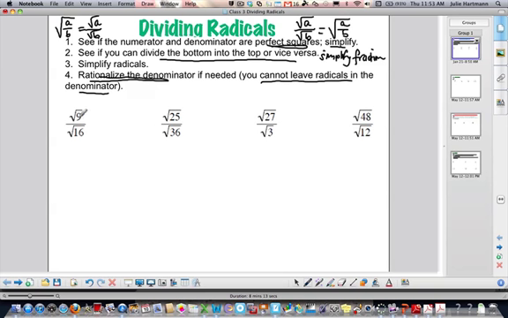Now, this first one, do we have perfect squares? Yeah. Let's list them just for fun. 1 times 1, 2 times 2, 3 times 3, 4 times 4, 5 times 5, 6 times 6, 7 times 7, 8 times 8, 9 times 9, 10 times 10. We'll stop there. Square root of 9, we know that is 3. Square root of 16, that is 4. Bingo, we're done. We like those problems.